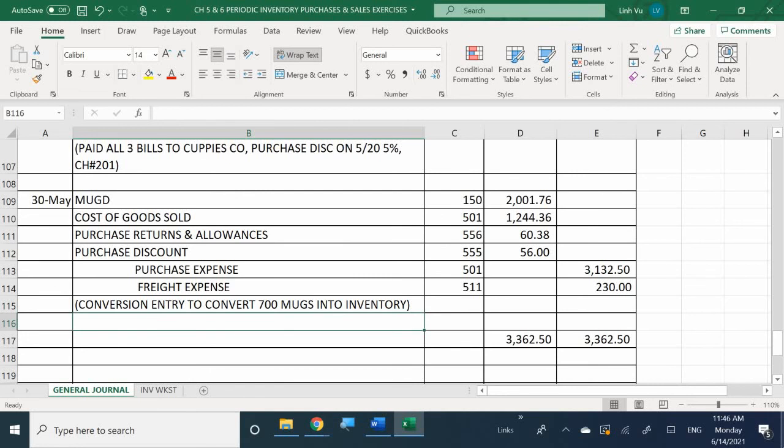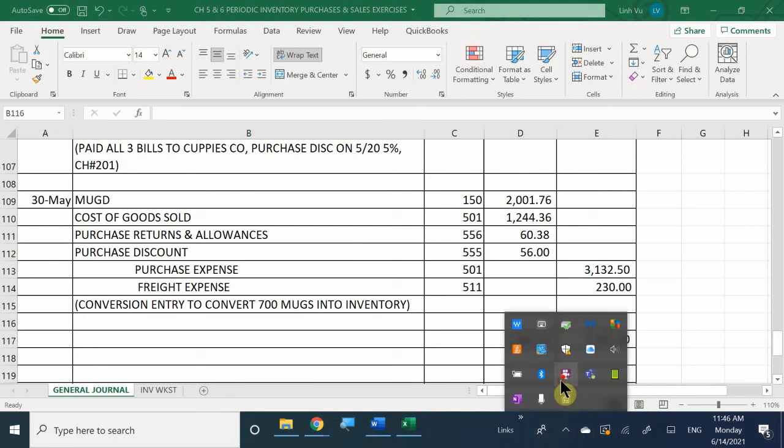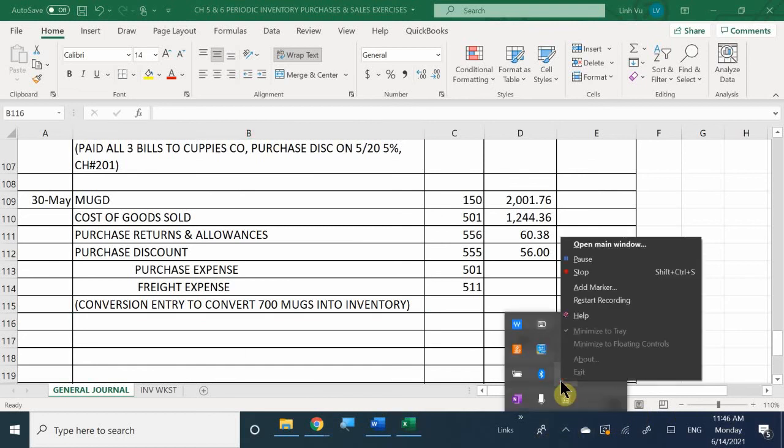Any questions in regards to the chapter 5 and 6 review? So we have to take a look at purchase returns and allowances, purchase discounts, sales returns and allowances, and sales discounts. Any questions here? No. Okay. Now, with all of that, I'm going to give you a brief rundown on what you should expect on the exam.